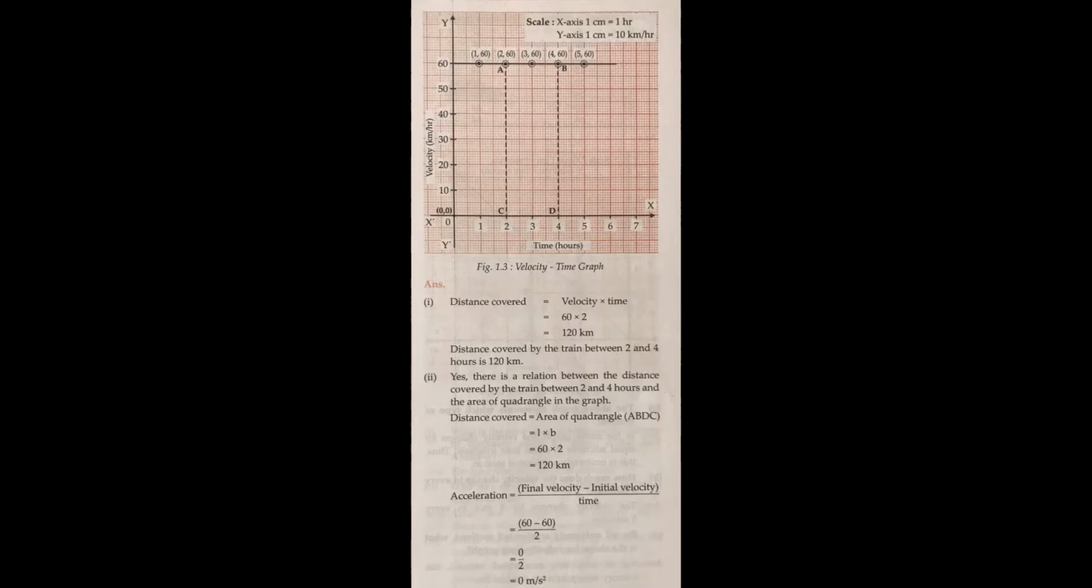So with the help of the graph, how will you determine the distance covered by the train between 2 and 4 hours? You may see in the graph 2 and 4 hours. How will you determine the distance covered? Distance covered is equal to velocity into time. You know the equation, velocity is equal to displacement upon time. Here distance and displacement are equal. So displacement or distance will be velocity into time.